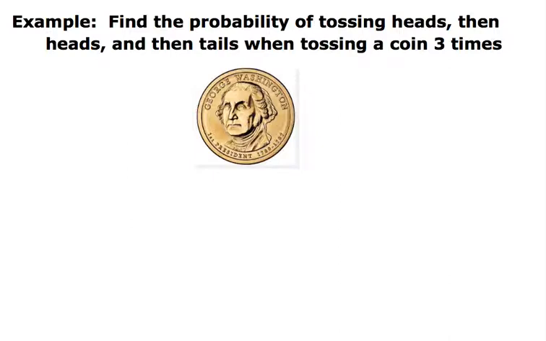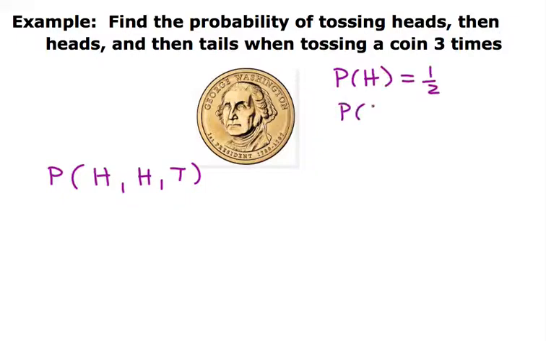We toss it up in the air, and we're going to do this 3 times. And we want to find out what is the probability that we get a head, then a head again, then it lands on a tail. So we're going to find the 3 separate probabilities. A separate probability for a head is you have a 1 in 2 chance, and then a probability of a tail, 1 in 2 chance.